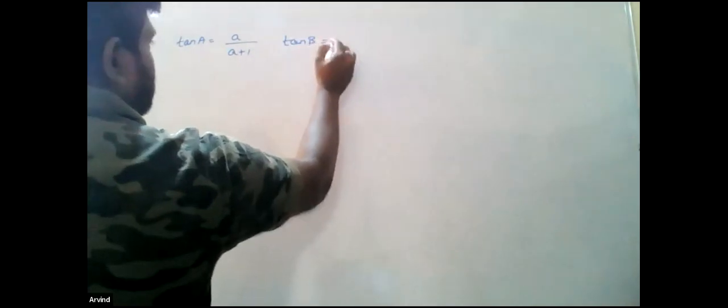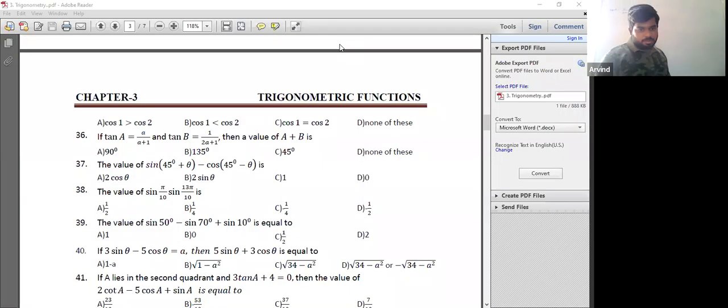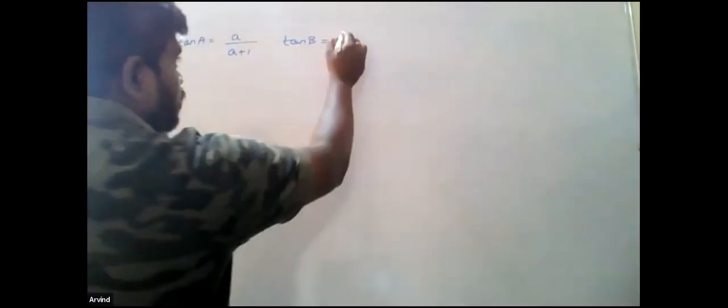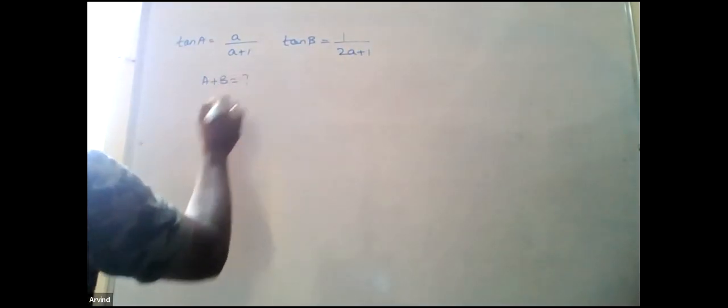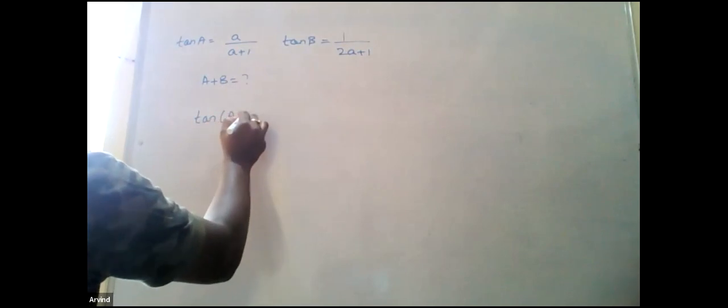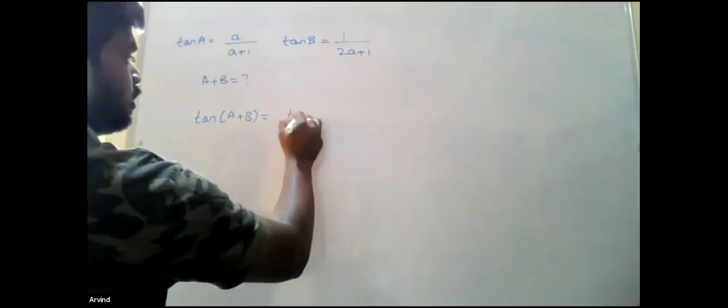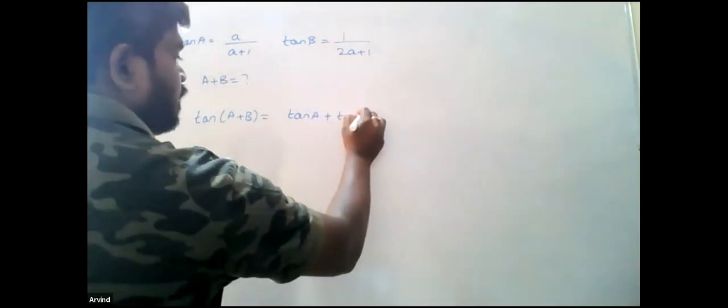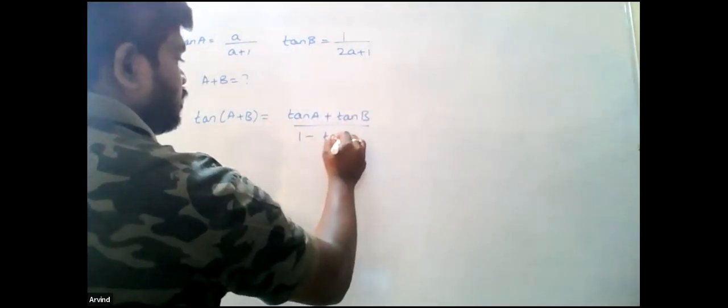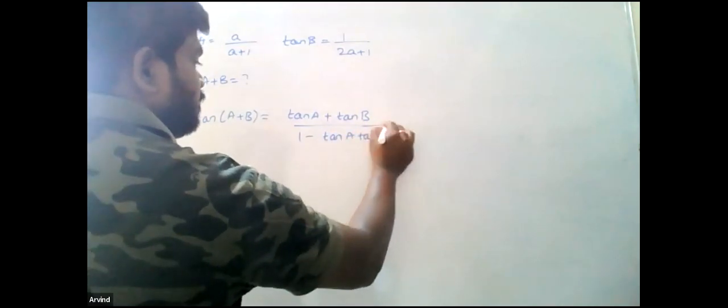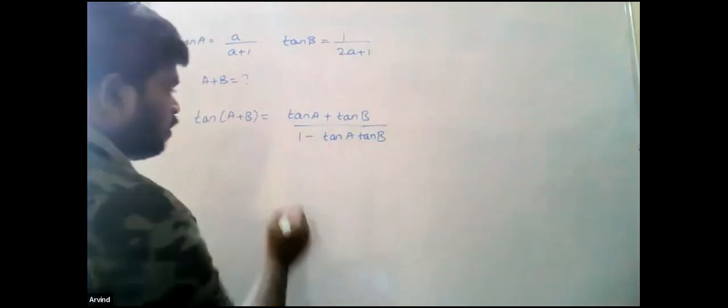Tan A is given as small a by A plus 1 and tan B is given as 1 divided by 2A plus 1. The question is, what is A plus B? What I'll do is I'll take tan of A plus B. And we know that tan of A plus B is tan A plus tan B divided by 1 minus tan A tan B. This is actually a bit lengthy, but we'll do it in a very shortcut way also.